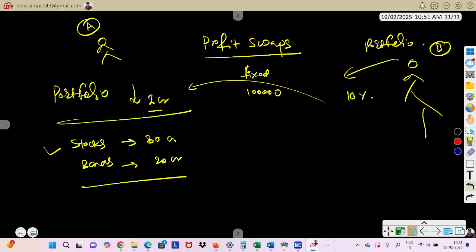But B cannot sell those stocks or bonds, right? Cannot sell, because actually the original owner is A, right? Correct. But they can sign a contract.